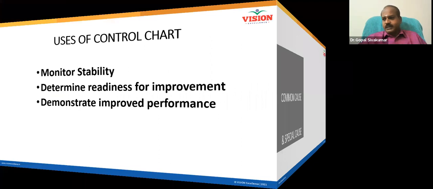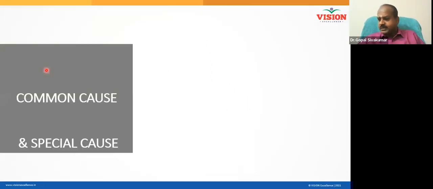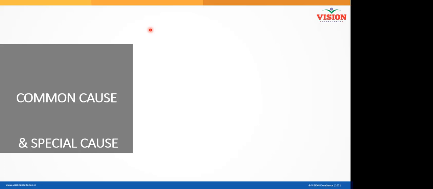Now, in the control chart, in statistical process control, you need to understand the difference between common cause variation and special cause variation. All of you, first of all, are you comfortable with the term variation? Variation is good or problem? Variation is a problem, not good.